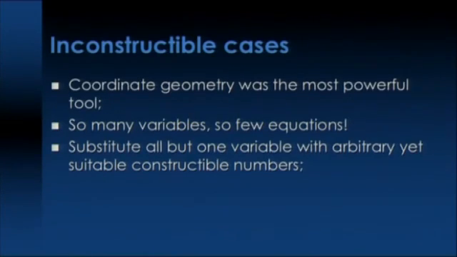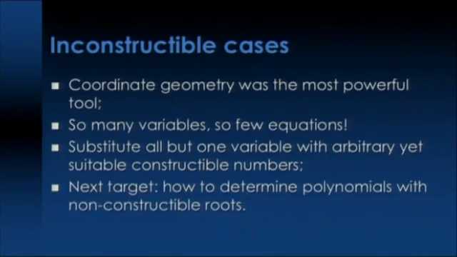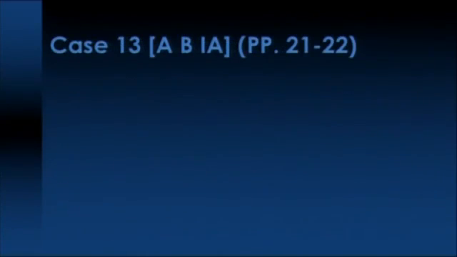We substitute all but one variable with arbitrary, yet suitable constructible numbers, such that the remaining variable may be expressed in the form of a polynomial. So our target becomes this. We have to determine whether a polynomial has non-constructible roots, such that it can be a constructible case. We'll talk about case 13, which is given 2 sides and one of the angle bisectors.